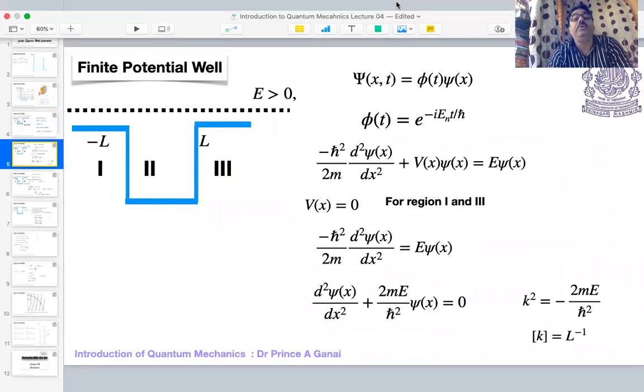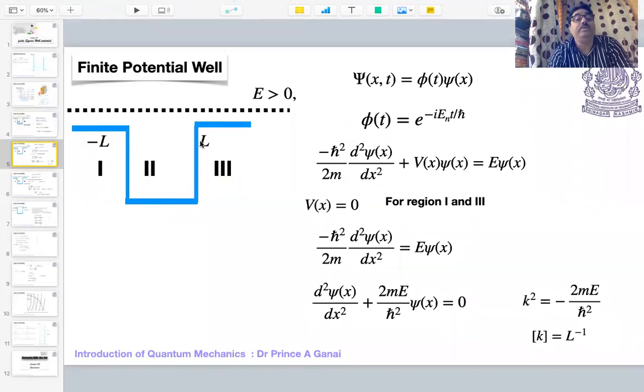So that's what I told you, that all we need to do is to solve the Schrodinger equation for this potential well, which has a depth V naught. Fine. So I'm only interested in the bound state solutions.